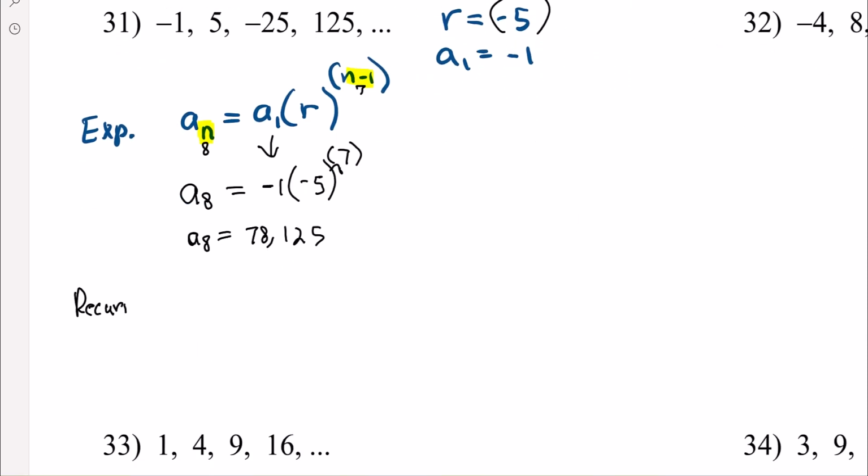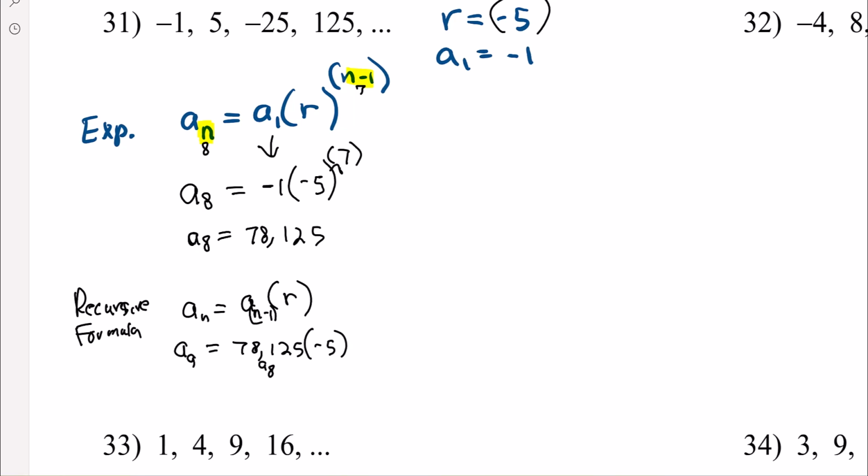So recursive would be a sub n is equal to the previous term, so a sub n subtract 1, times the common ratio. So in this case, we're going to find a sub 9. The previous term is 78,125. So this is a sub 8. So n subtract 1 times -5. So your calculator probably already has 78,125. Multiply that by -5, and boom. The 9th term is -390,625.